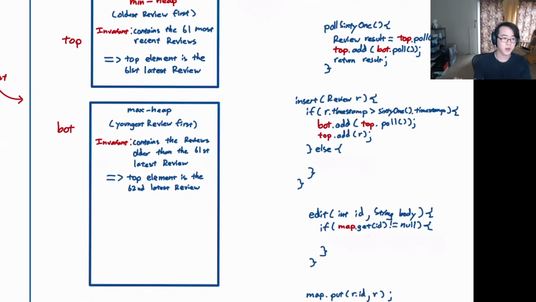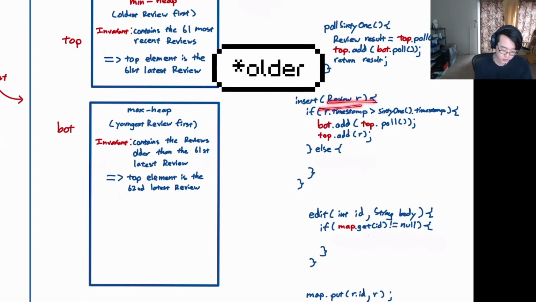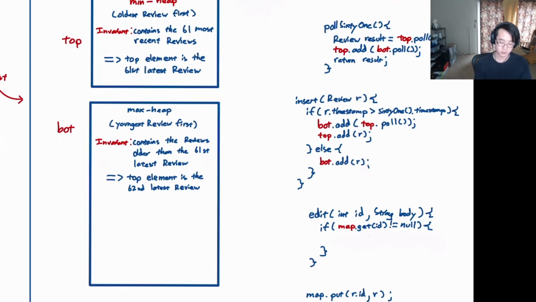Now, the other case is where the review we want to insert is older than the 61st latest, and all we need to do is just put it into this bottom half right here. So we'll just simply add it into the bottom heap.